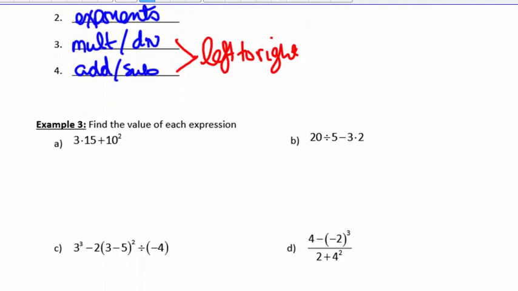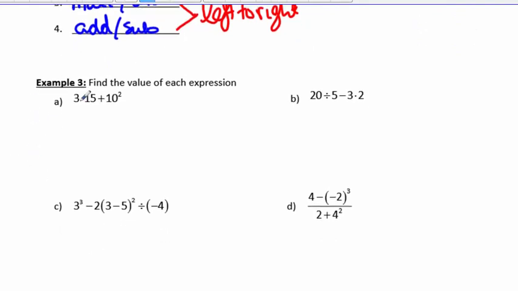Okay, so let's find the value of each expression using order of operations. We've got a multiplication, an addition, and an exponent, so we'll do the exponent first. So we have 3 times 15 plus the result of the exponential expression, 10 squared, 10 times 10 is 100. Now the multiplication, 3 times 15 is 45, plus 100. And finally the addition, so 145.